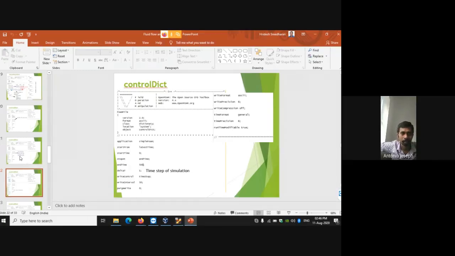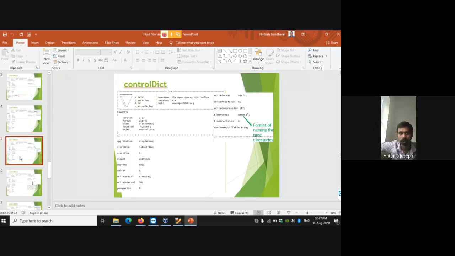Then we are giving the time step deltaT. deltaT is the time step given, and here it's given as 1. Then writeControl is given as timeStep. The time step means the time interval at which the write should be done. That means at every time step the solutions will be written in a particular file. Then the precision. Precision is given as 6. That means the number of significant figures to which the value should be written.